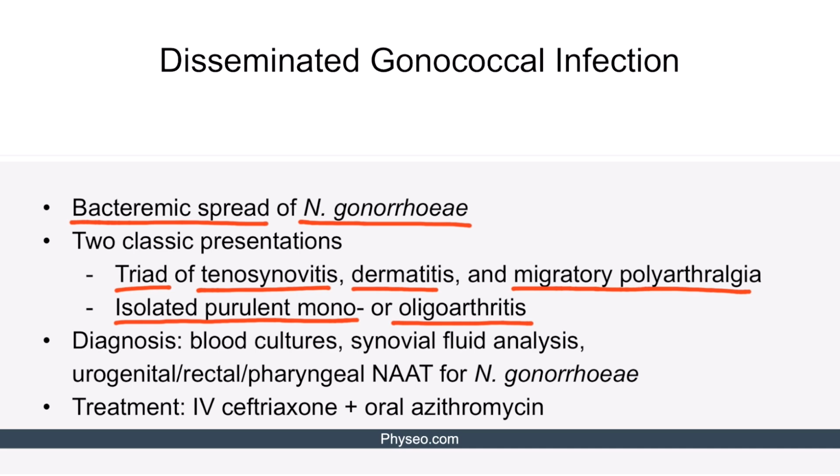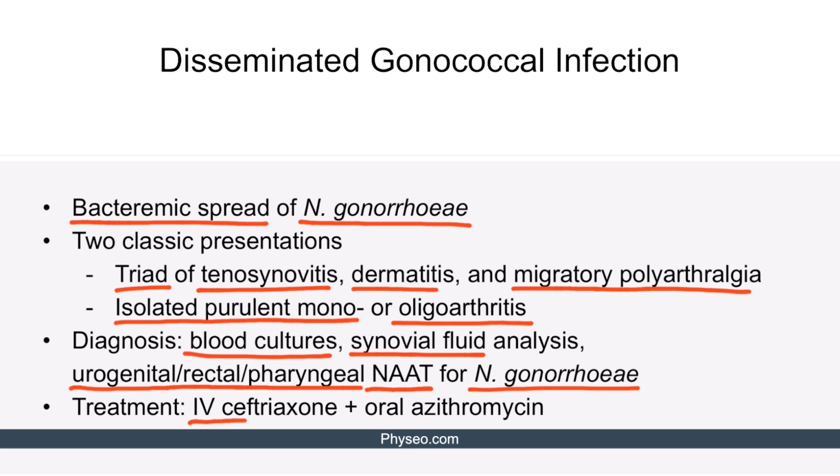In the diagnostic approach, blood culture should be obtained. Synovial fluid should also be obtained and sent for analysis. However, the preferred diagnostic method is the nucleic acid amplification test, or NAT, and this should be used for Neisseria gonorrhoeae in urogenital, rectal, and pharyngeal specimens.